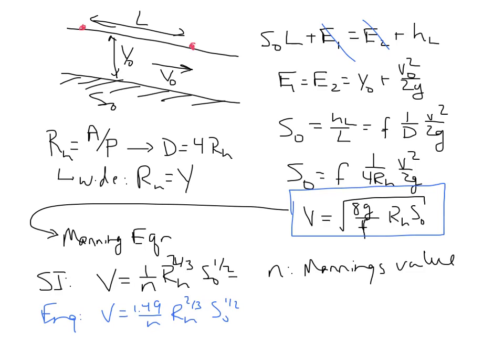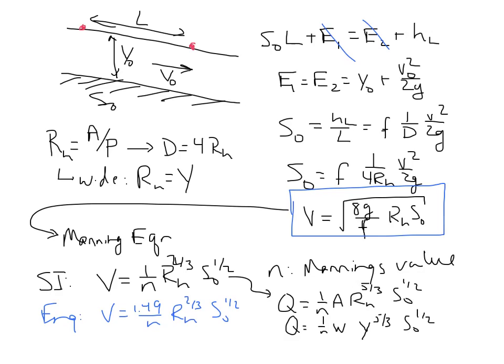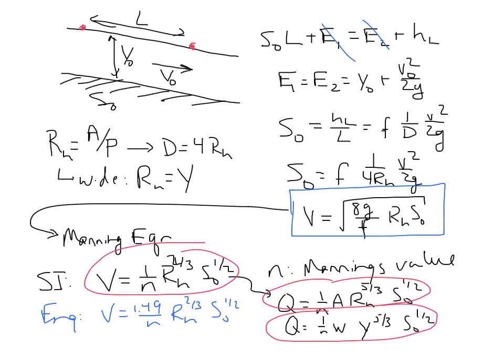Or in terms of the volumetric flow rate, we could write this as Q is equal to 1 over n times A, R_h to the 2/3, channel slope to the 1/2. And for wide channels, or for rectangular channels, this becomes Q is 1 over n times the channel width times depth to the 5/3, channel slope to the 1/2. Now each of these is a variation on a theme, just different ways of writing Manning's equation.